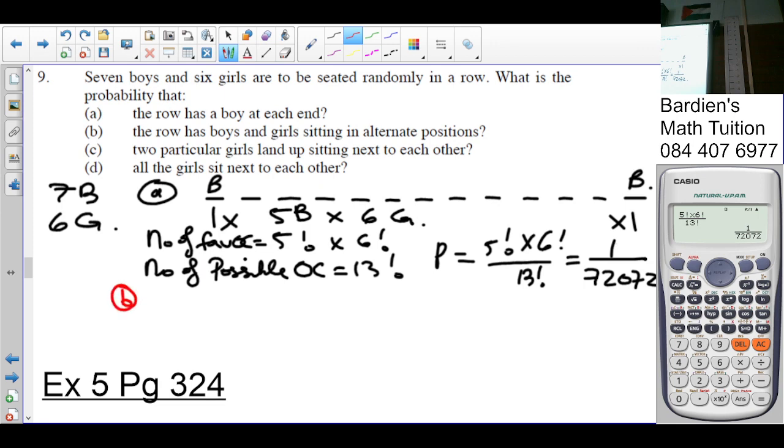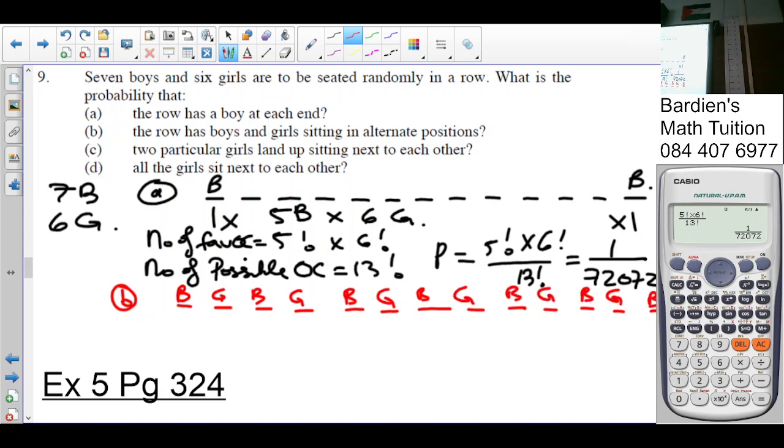B says the row has boys and girls sitting in alternate positions. So we have boy, girl, 1, 2, 3, 4, 5, 6, 7, up to 12, 13. So you have a boy, girl, boy, girl, boy, girl, boy. Why must we start with the boys? Because if you started with the girls, you're not going to end up with a boy and girl, you're going to end up with 2 boys at the end.